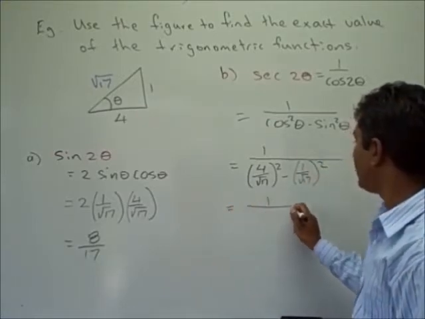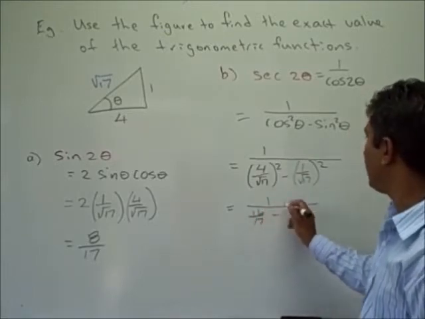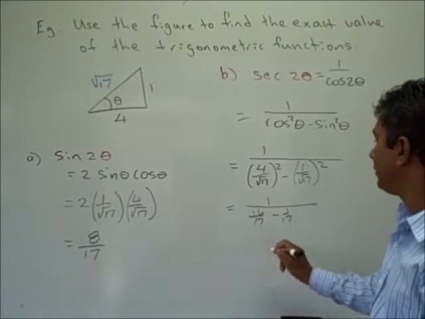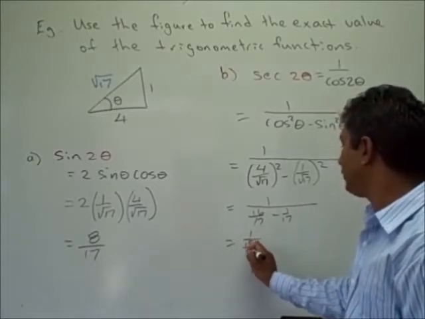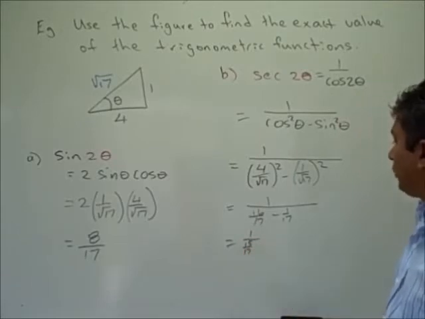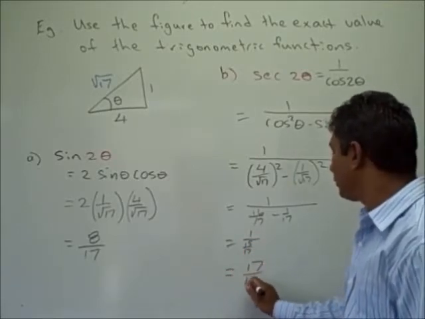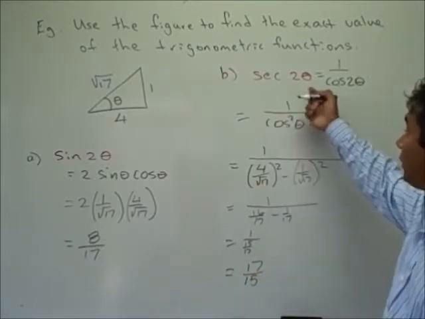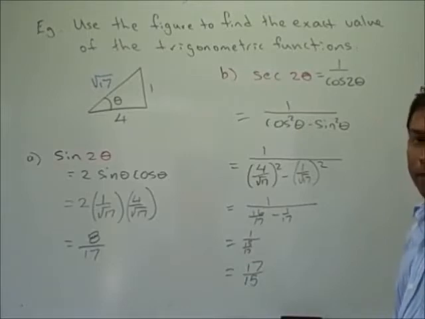This simplifies to give us 1 over 16 over 17 minus 1 over 17. So this is 1 over 15 over 17. We find the reciprocal, so this just becomes 17 over 15. So the secant of 2 theta is equal to 17 over 15.